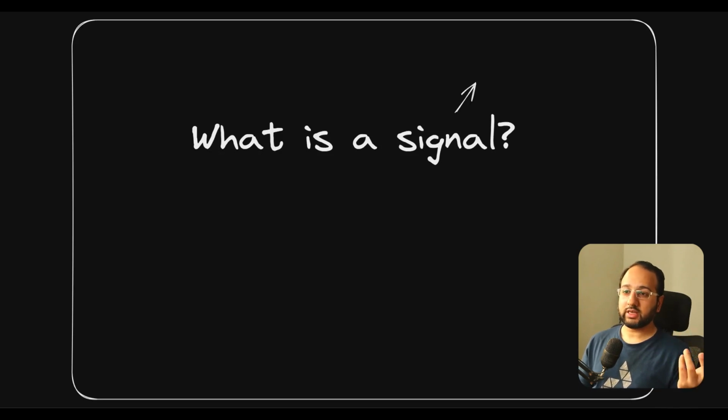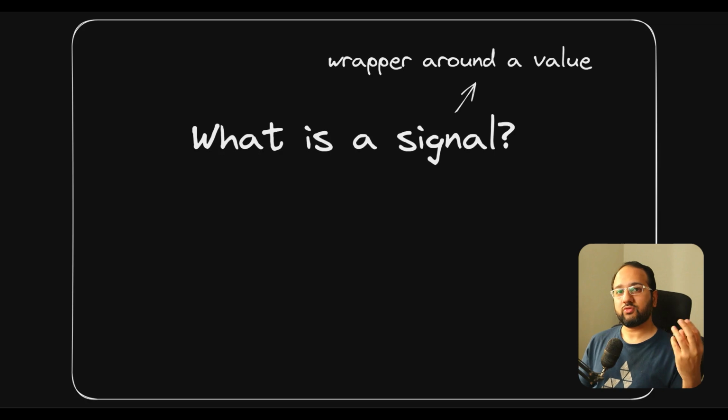So what is a signal? Now, a signal is basically just a wrapper around a value. So that's a simple definition of a signal. Now that value can be actually anything. It can be any type. It can be a primitive type, a string, a number, or it can also be your own custom object type. Now in our case, since we're building a contacts application, it is going to be a contact interface.